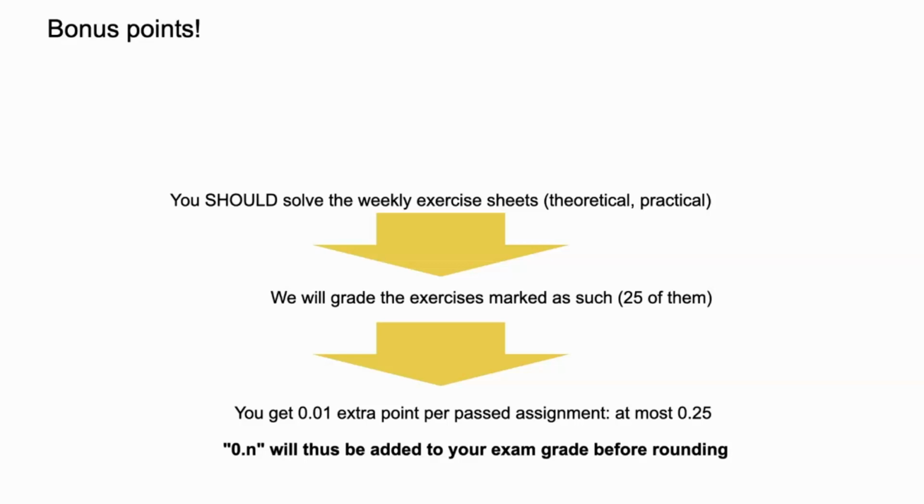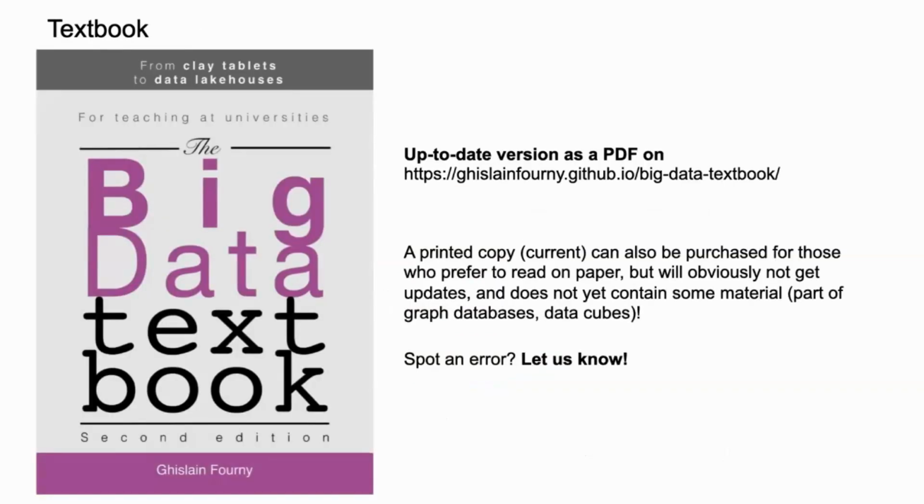All right, so you solve them. There's 25 of them. You get 0.01 to the exam grade for each. If you get all 25 of them, it's a guaranteed increase of 0.25, except if you already have 6, of course. And the rest is basically depending on the rounding. But the more quizzes, the higher the likelihood that your grade will increase.